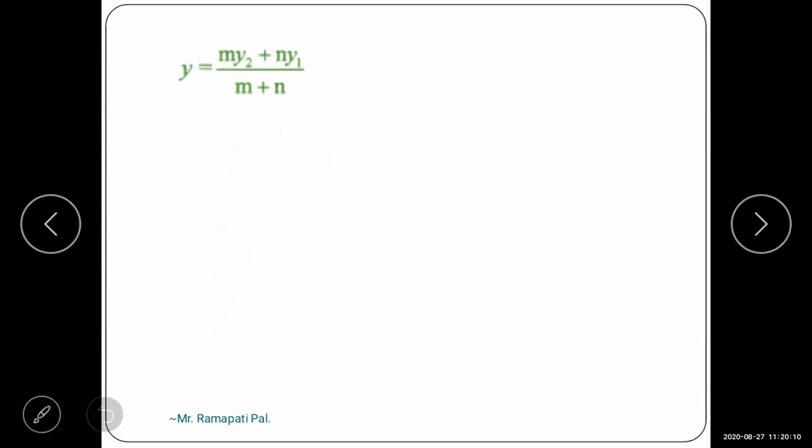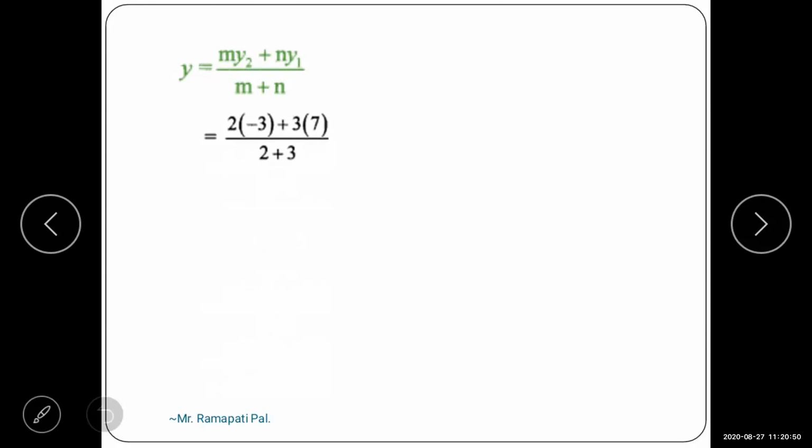Okay. So we have to find out the coordinate of y. We have found the coordinate of x. Now y is equal to my2 plus ny1 upon m plus n. Okay. Let's see. m y2 is, y2 is minus 3. So 2 into minus 3 plus n is 3, y1 is 7, so 3 into 7. We know that in the denominator the 2 plus 3 ratio is there. So 2 plus 3 is 5.